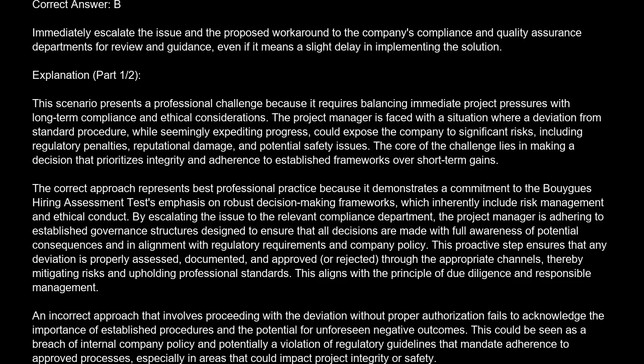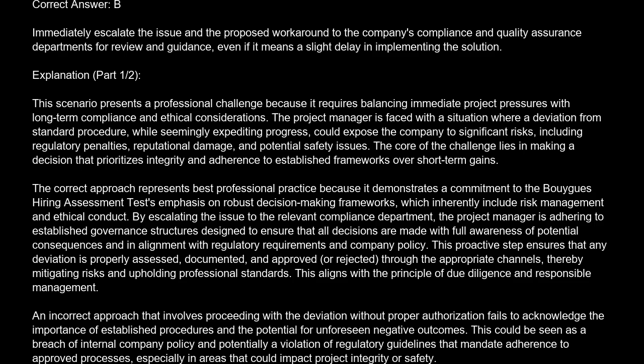The correct approach represents best professional practice because it demonstrates a commitment to the Bouygues hiring assessment test's emphasis on robust decision-making frameworks, which inherently include risk management and ethical conduct. By escalating the issue to the relevant compliance department, the project manager is adhering to established governance structures designed to ensure that all decisions are made with full awareness of potential consequences and in alignment with regulatory requirements and company policy.